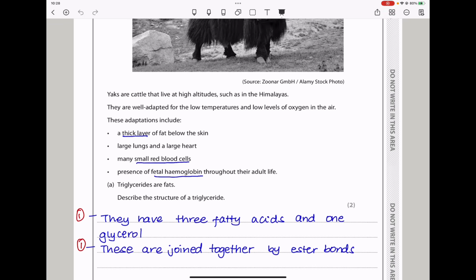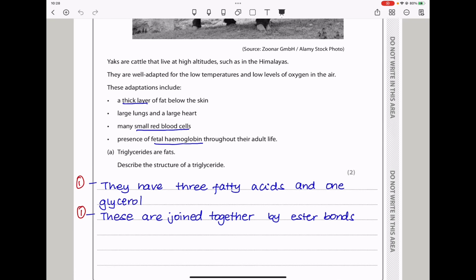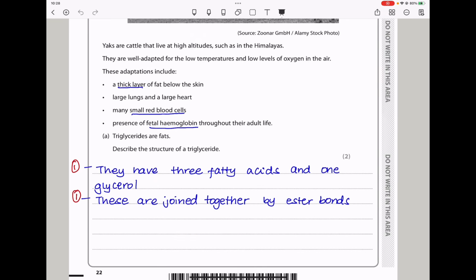In part A, triglycerides are fats. Describe the structure of a triglyceride. Triglycerides have 3 fatty acids and 1 glycerol, and these are joined together by condensation reactions to form an ester bond. So you could include by condensation reactions. So moving on.